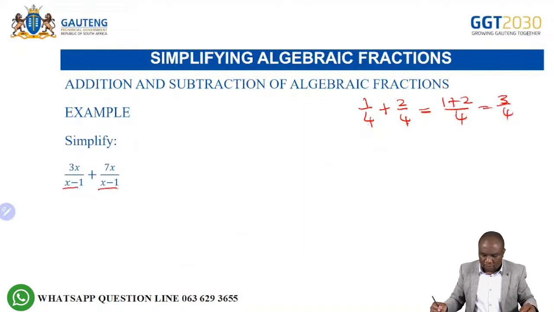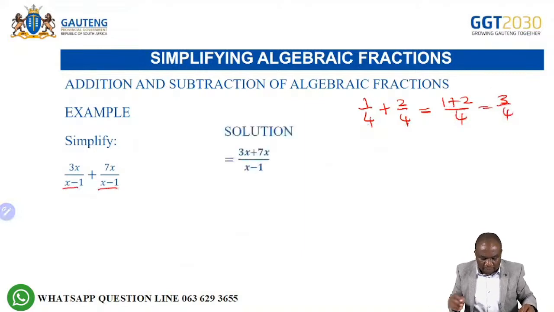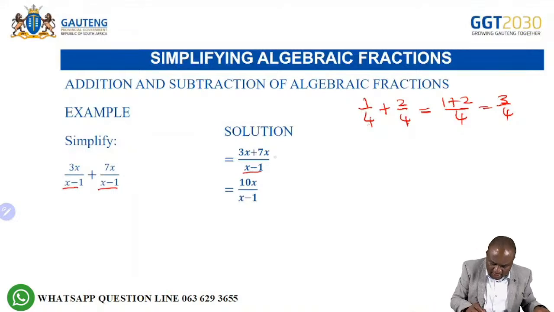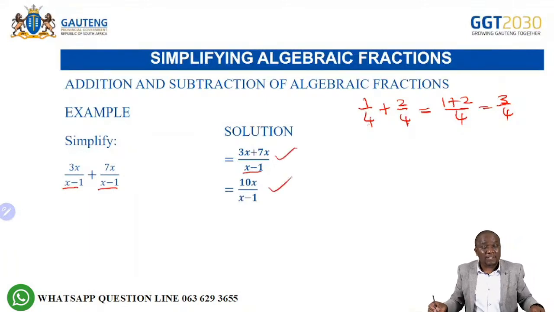Okay, so here what we do, we have our 3x plus 7x. We have our common denominator here, which is x minus 1. Do you see that? And then we can simplify the numerator because they are like terms. 3x plus 7x, what is it? It is 10x. So we have 10x over x minus 1. Done. We've answered the question. We have simplified.